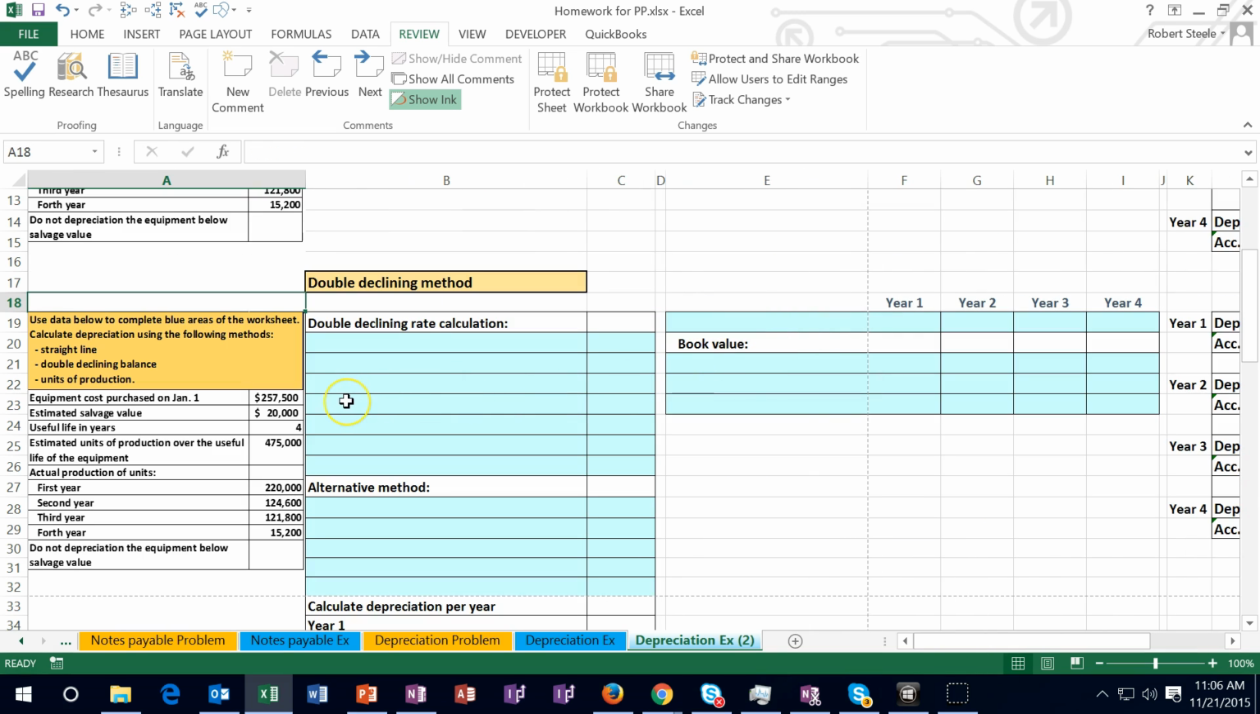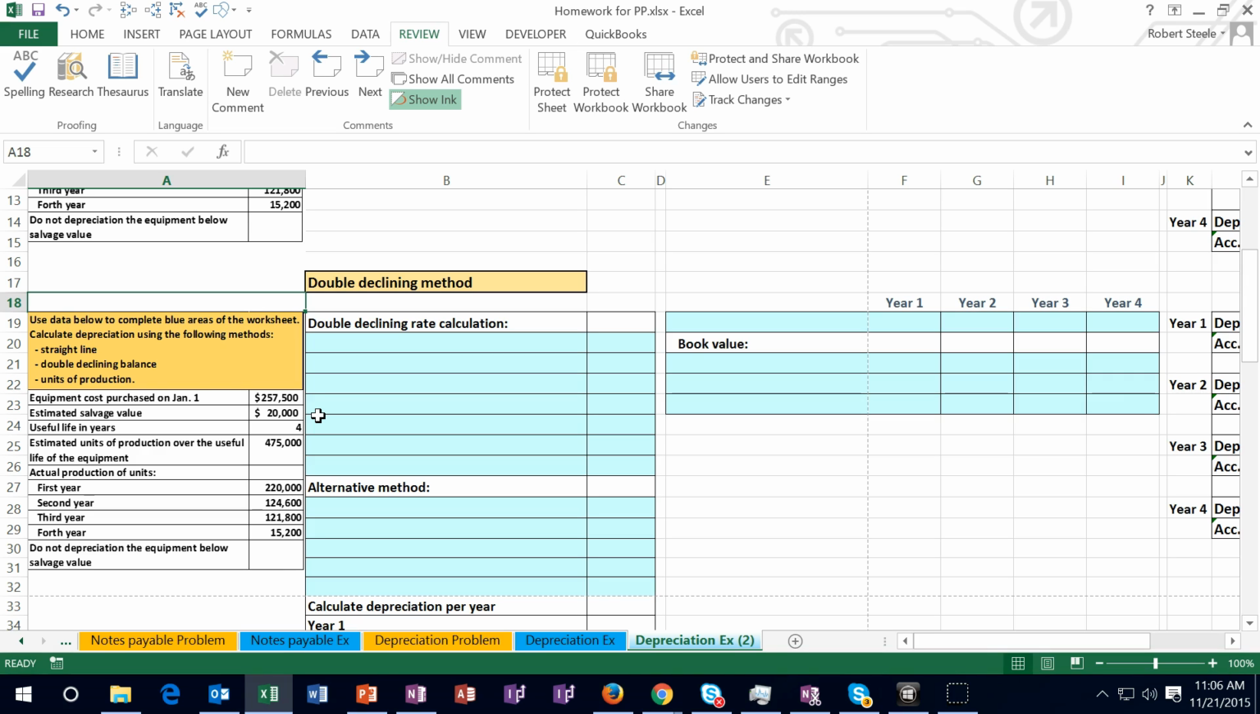The information we have is over here. We have the equipment costing $257.5. We bought it on January 1st, so we bought it right at the beginning of the year, so we do not have to worry about a mid-year convention in this case. We're going to say that there's an estimated salvage value of $20,000.